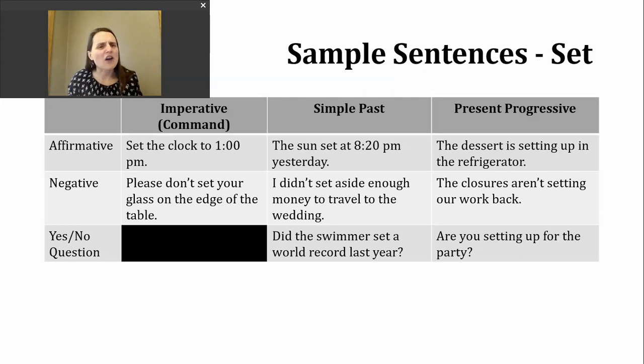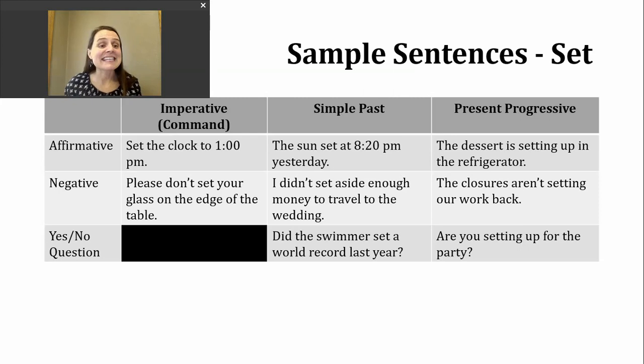We can always soften that, make it more polite by putting the word please at the beginning of the sentence or at the end of the sentence, but you don't need it in both places. Okay? Let's look at an affirmative example. Set the clock to 1 p.m. Okay? So that connects back to an earlier definition or meaning for this verb set.